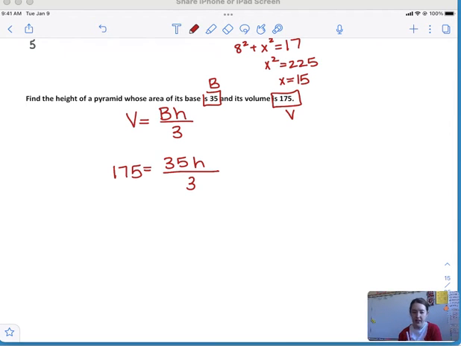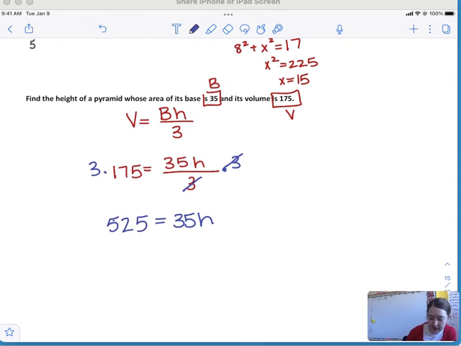So 35 divided by 3 doesn't come out nicely. So if I were you, I would get rid of that 3 by multiplying by 3 on both sides. So those will divide away, and we just have 35h over on that right side. And 3 times 175 is 525. So last thing, to get h by itself, divide by 35 on both sides. And our height will be 15.